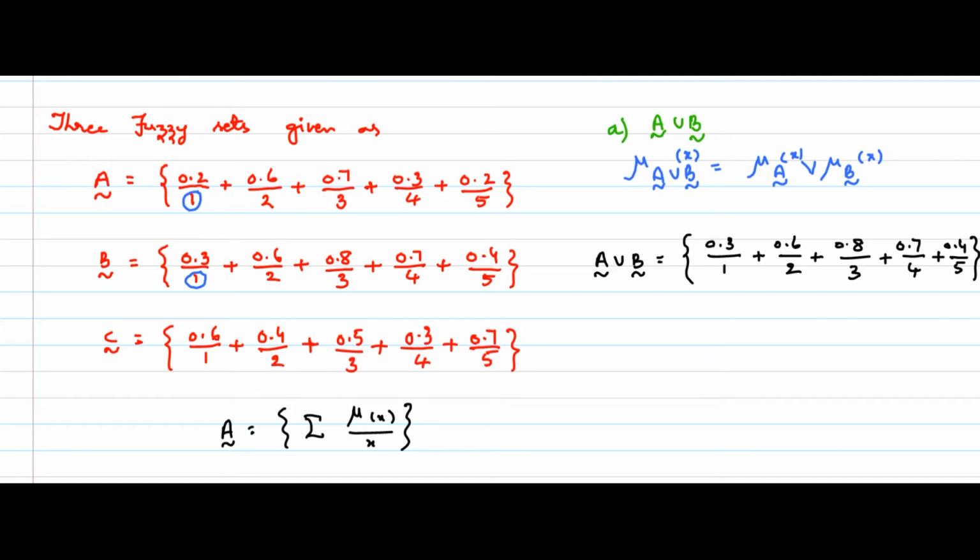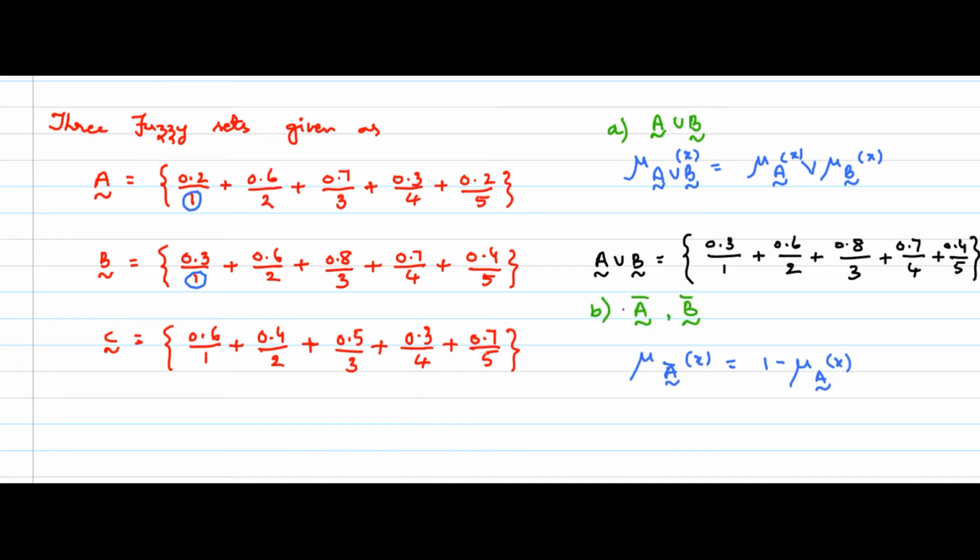Now let's move on to the A bar, also for B bar. As we have discussed, this is the membership value formula for A bar. It should be 1 minus mu A of x. It's very simple. So let me take directly what is A bar. Fuzzy set A bar equal to, for x equal to 1, the value of mu A of x is 0.2. That should be substituted here. So 1 minus 0.2 will be 0.8.